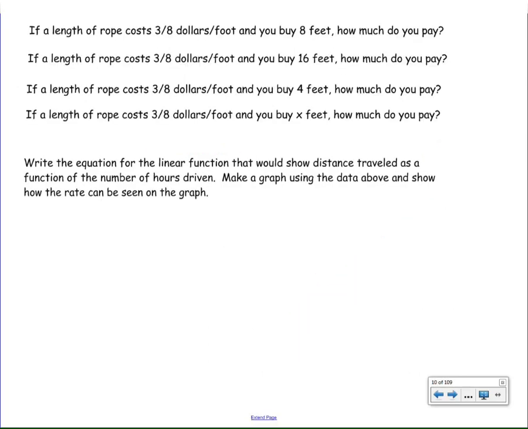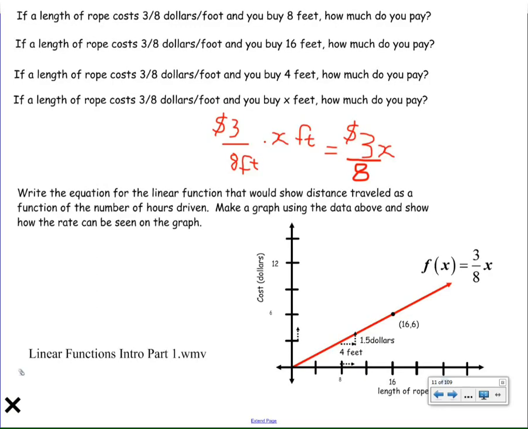If the rate is $3 per 8 feet of rope, then we see the same dimensional analysis. We have $3 for every 8 feet. We multiply that by the number of feet we purchase, and that's going to give us dollars. So 3/8 times the number of feet of rope. Notice the graph ends up being the same. We have the rate of change, or slope, times the independent variable gives us the dependent variable every time. Notice the rate of change can be found. This time it's 4 feet for $1.50 because it's 8 feet, $3, and so on.